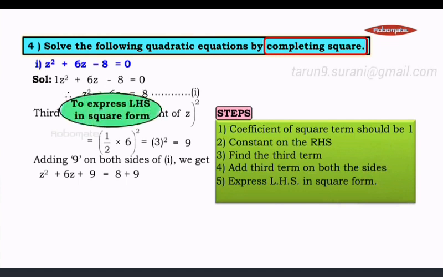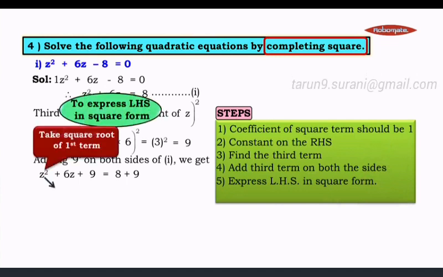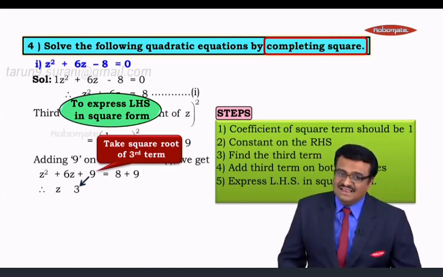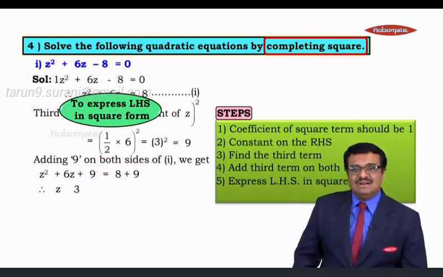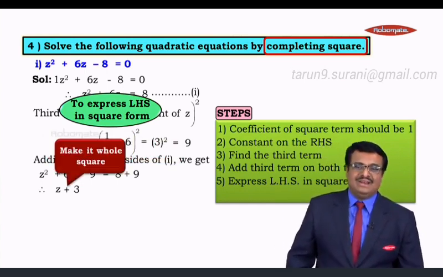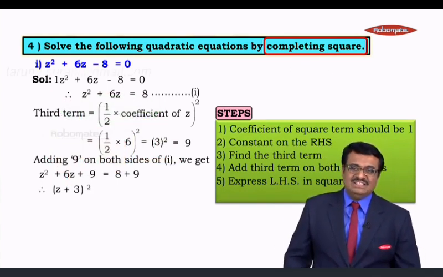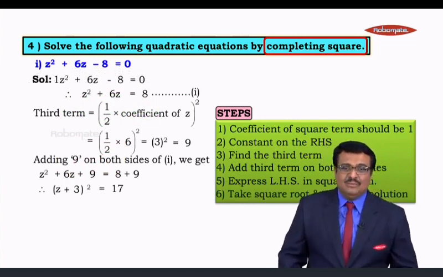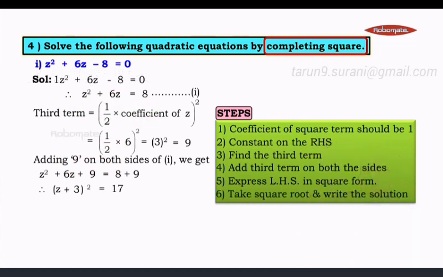To express the LHS in the square form, take the square root of the first term. What is the square root of z square? z. Take the square root of the last term, or third term. What is the square root of the third term, 9? 3. And then the sign of the middle term. What is the sign of the middle term? Plus. Put the sign of the middle term, and make it the whole square, is equal to 8 plus 9, which gives you 17. Right? Now, take the square root and write the solution.